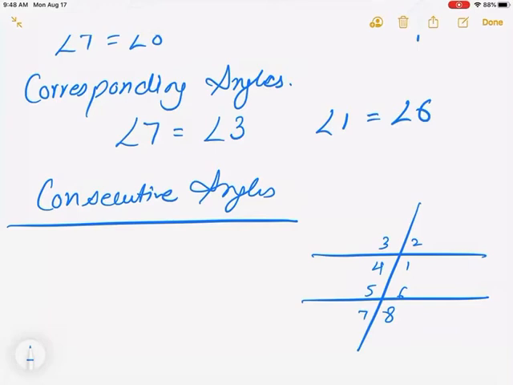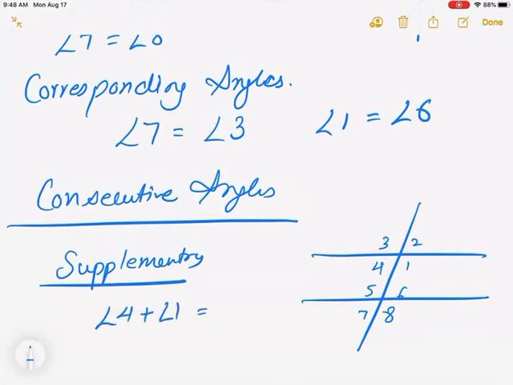Pretty much next to each other, those angles are always going to be supplementary. So consecutive angles are always supplementary. From this one, I can say angle 4 plus angle 1 would be equal to 180. Same for 4 plus 5, which would also be equal to 180.